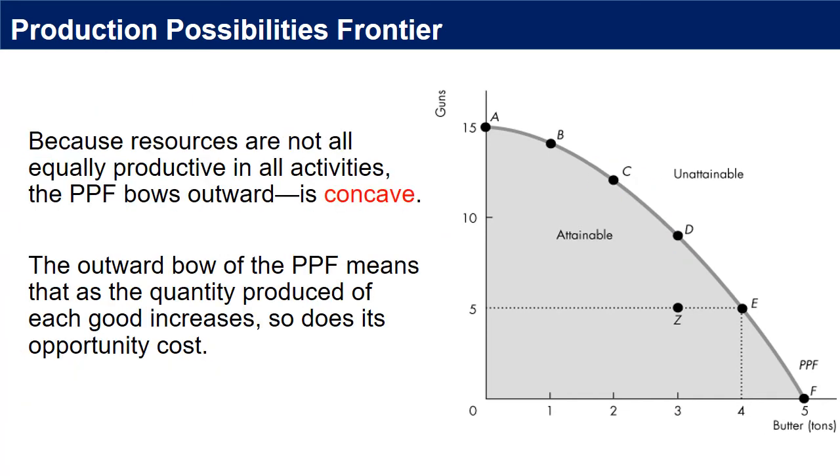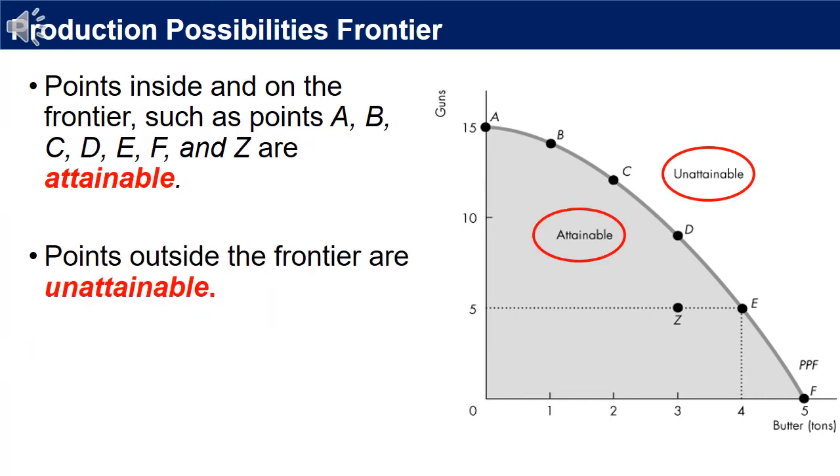Because resources are not all equally productive in all activities, the PPF bows outward; it is concave. The outward bow of the PPF means that as the quantity produced of each good increases, so does its opportunity cost. Points inside and on the frontier, such as points A, B, C, D, E, F, and Z, are attainable. Points outside the frontier are unattainable.